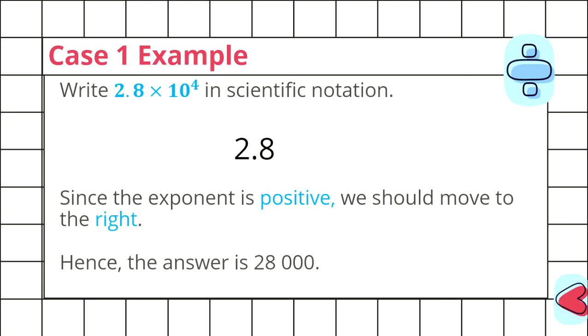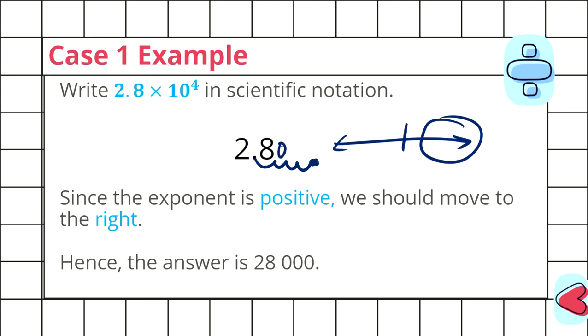So let's have an example. As you can see here, the exponent is positive, which is 4. Therefore, we should move to the right. It's very easy to remember: if we have a number line, if it's positive, it's on the right, so we should move to the right. Hence, if we have here 2.8, moving 4 places, since our exponent is 4, to the right, that would be 1, 2, 3, 4. And here is our decimal point. Just fill in the places with zeros. That's why our answer is 28,000.